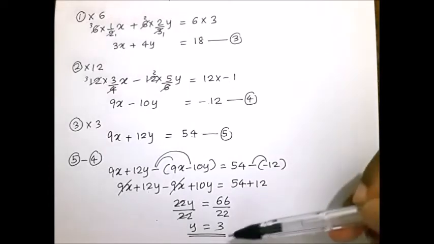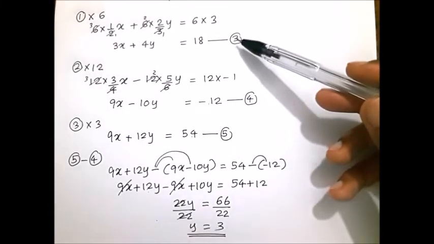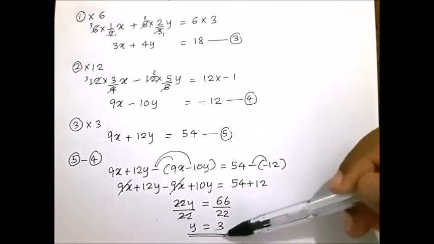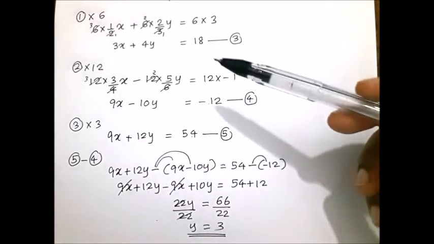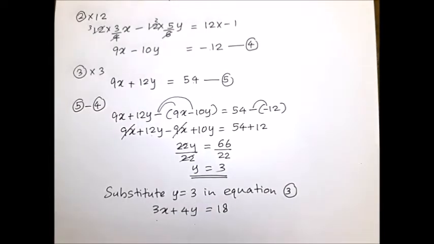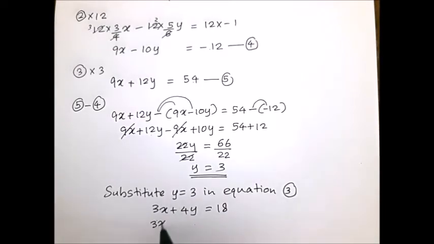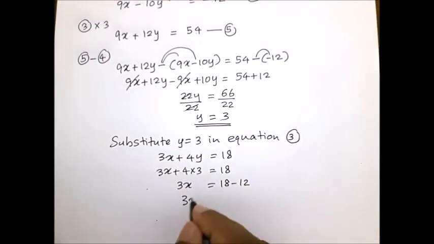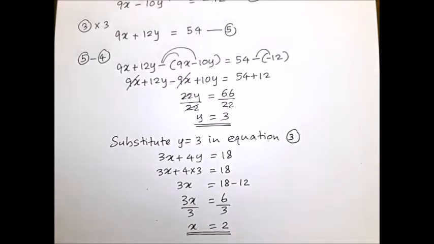To find the value of x, you can substitute y equals 3 in third equation. Don't substitute these values in first and second equations. They have fractional coefficients. Now substitute y equals 3 here. 4 multiplied by 3, 12. Subtract 12 from right hand side, 18 minus 12. Then 3x equal 6. Divide both sides by 3. X equal 2. This is the answer for this example.